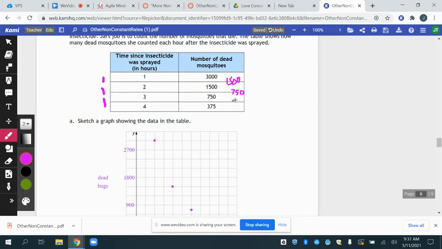And then he goes down by 375 to get 375. Huh. Hey, those are the same numbers. Guess what happens if I subtract them? I get 750, and 375. I get the same numbers again.